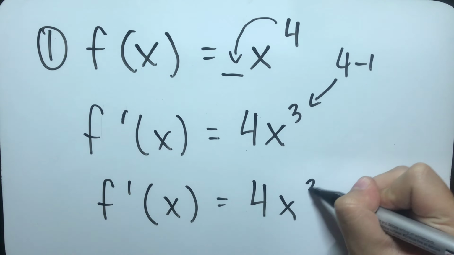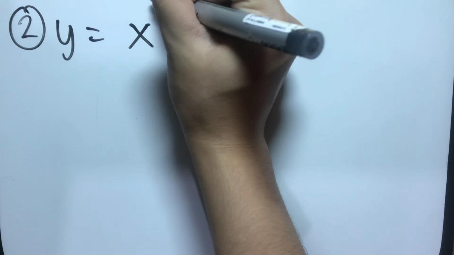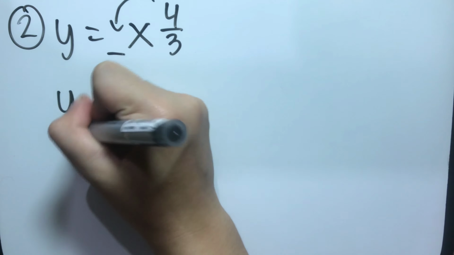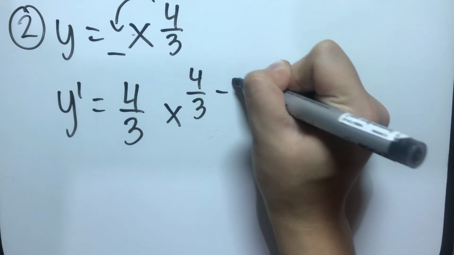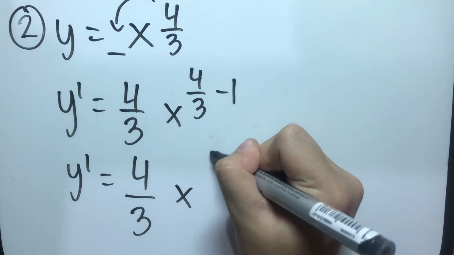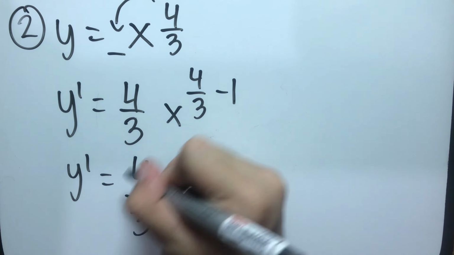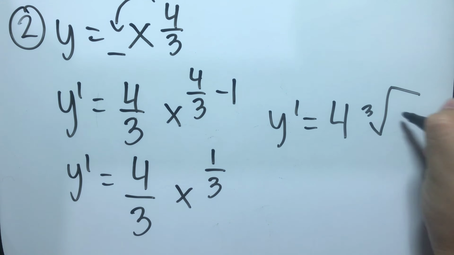So for number 2, y is equal to x raised to 4 thirds. Still, the same steps apply. We bring down 4 thirds to the front and reduce the power by 1. So y prime is equal to 4 thirds times x raised to 4 thirds minus 1. The answer would be y prime is equal to 4 thirds times x raised to 1 third. Expressing the fractional exponent as a radical, the final answer is y prime is equal to 4 times the cube root of x over 3.